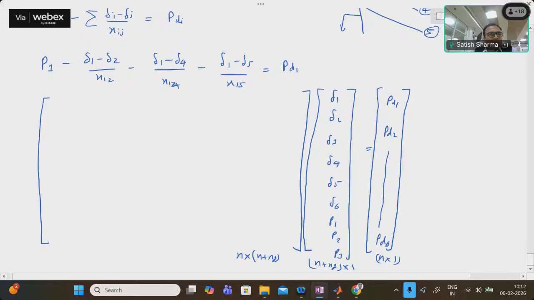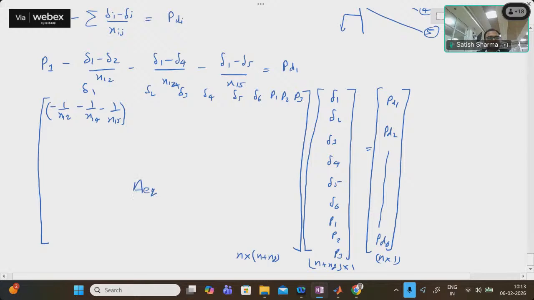What will be the delta 1? So I can say it is minus 1 upon x12, minus 1 upon x14, and minus 1 upon x15. So this is the first term with respect to delta 1. Then delta 2, delta 3, delta 4, delta 5, delta 6, P1, P2, and P3. So these are the respective columns of this AEQ. So this is our AEQ matrix.